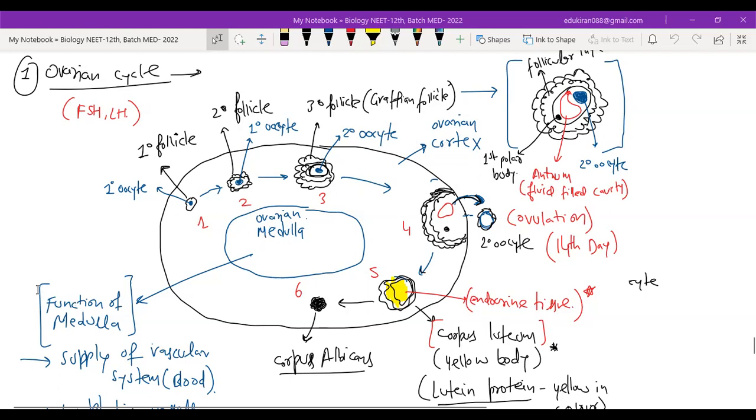It has been asked in NEET once what is the function of ovarian medulla. The option will be development of follicles, which is a wrong option, and the right answer will be supply of vascular system to the ovary. So medulla is the region which does not participate in ovarian follicular development or oocyte development. All the oocyte cycle is happening in the ovarian cortex. Okay, clear? Yes.